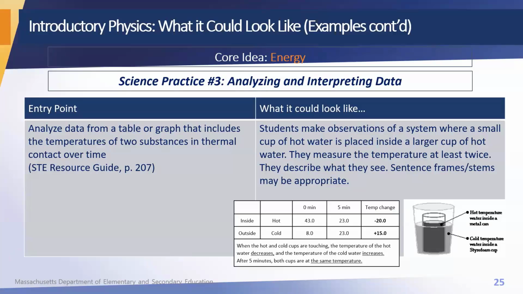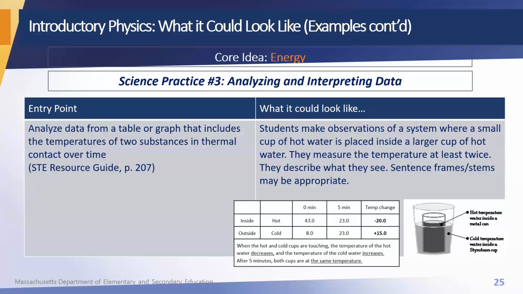The next core idea is energy. Remember, we're still in physics, but the next core idea is energy. And this is science practice 3, analyzing and interpreting data. The entry point is to analyze data from a table or graph that includes temperatures of two substances in thermal contact over time. What could this look like? Well, students could make observations of a system where a small cup of water is placed inside a larger cup of hot water, maybe like your Dunkin' Donuts cup.